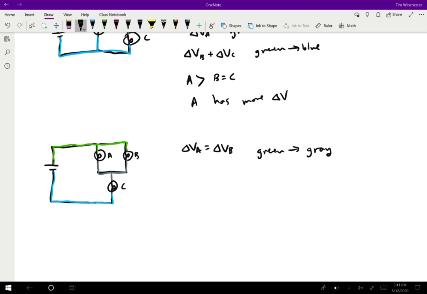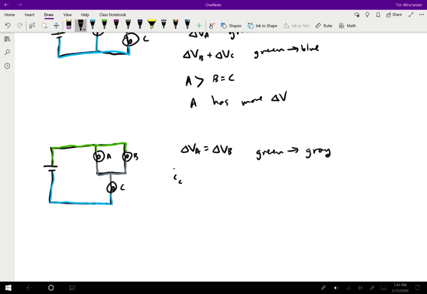Well, some current goes through A and some current goes through B. But all of that current, both the current that went through A and the separate current that went through B, are going to join together to go through C. So the current through C is going to equal the current through A plus the current through B. So clearly C has more current than A or B, which means that C is brightest, and then A and B are equally bright. A and B are equally bright because they have equal potential differences. C is brighter because it gets more current than either of those.